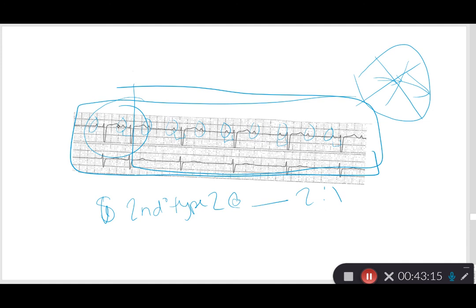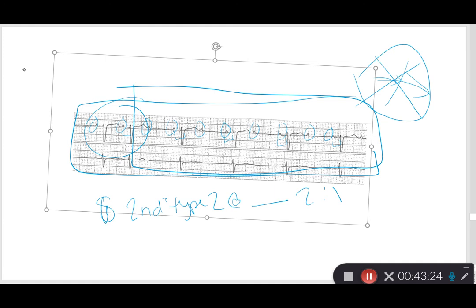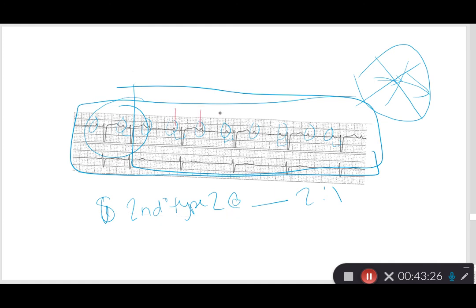Once you stop and we decide it's a second degree type 2, don't go talking yourself into a third degree. What happens is a lot of people will keep going and say, well, here's my PP and here's my RR. So my RRs are consistent and my PPs are consistent, so I have a third degree. But it's not, because there is still a relationship here between the atria and the ventricle, because our PR interval, when that signal gets through, is consistent. So it is not a complete heart block.